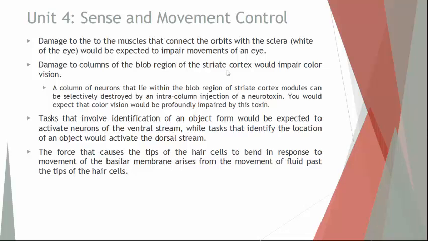All right, the next point: tasks that involve identification of an object form would be expected to activate neurons of the ventral stream, and tasks that identify the location of the object would activate the dorsal stream. The terms ventral and dorsal are directional terms. They identify what part of that structure information is flowing out of. Dorsal means toward the back or the posterior side, and ventral means toward the front.